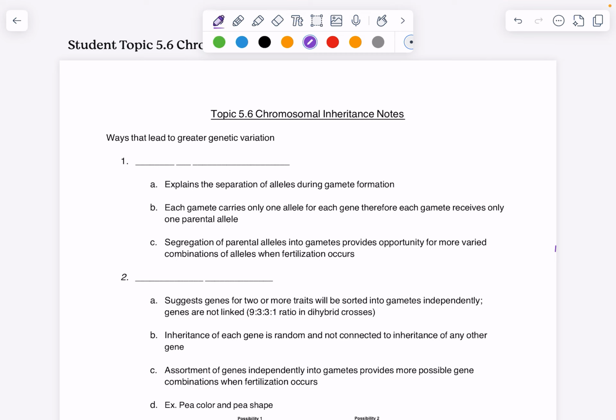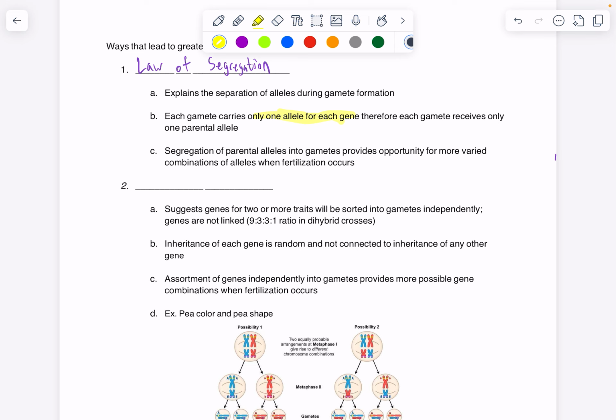So first, just a quick review of some different ways that sexually reproducing organisms increase genetic variation. First one being the law of segregation. So the separation of alleles during gamete formation. Each gamete carries only one allele for each gene, and so each gamete receives only one parental allele. Segregation of parental alleles into gametes provides opportunity for more varied combinations when fertilization occurs.